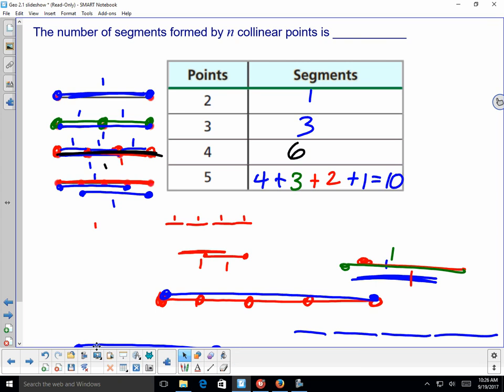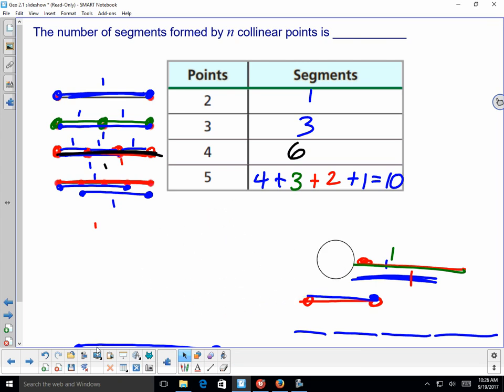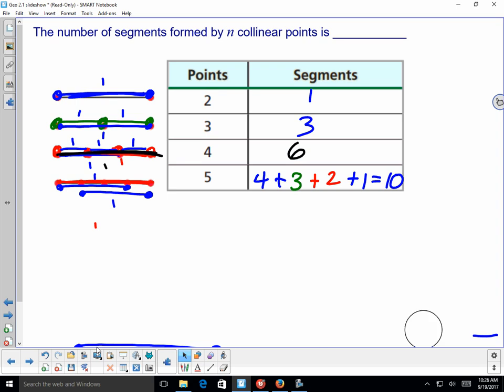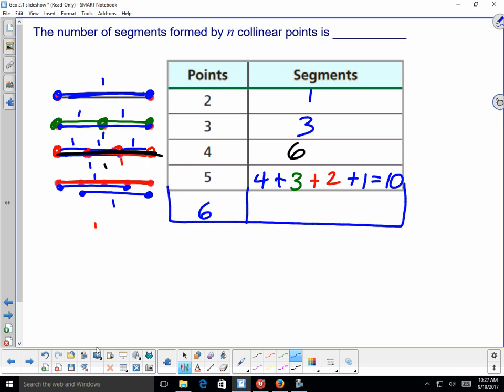So, wow, without having to do this again, because that was rough, can we make a conjecture about how we could find the number of segments formed if I added one more row to this? If I say 6 points, that's going to be how many?